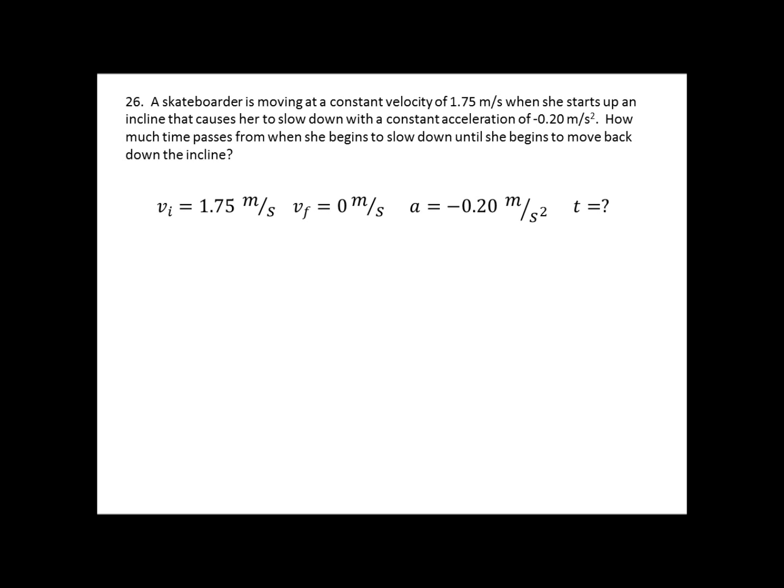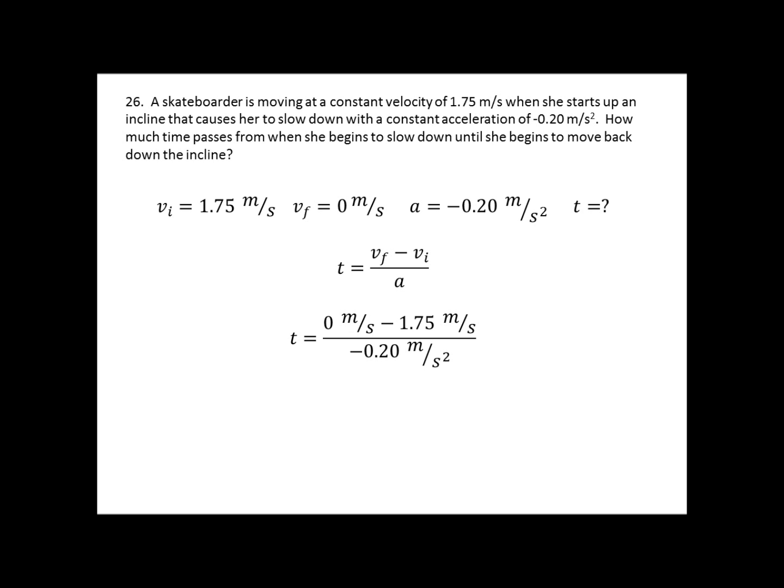So we know our VI is 1.75. We should know without them telling us that our final velocity is 0. They give us our acceleration, a negative because she's slowing down, 0.20. We're finding the time. Basically we're going to use the equation for acceleration, but solving it for time. So change in velocity divided by acceleration. As long as we plug in all of our numbers in the appropriate spot, in the appropriate order, we're going to end up with a positive time here.